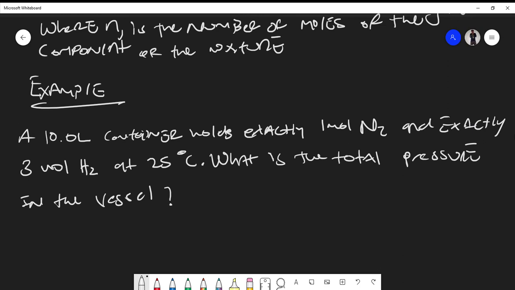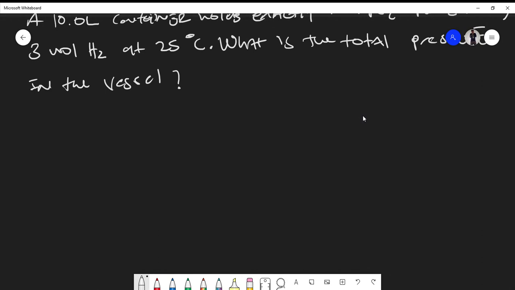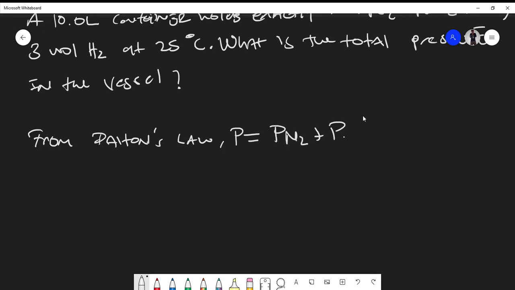So this is a question that we want to answer. What is the total pressure within that vessel? Well, let's solve the problem first. From Dalton's law, we know that P is equal to PN2 plus PH2. Right? It's a summation of the partial pressures.